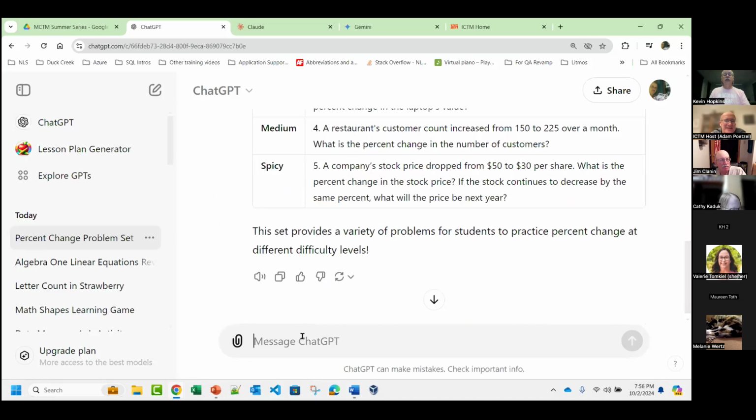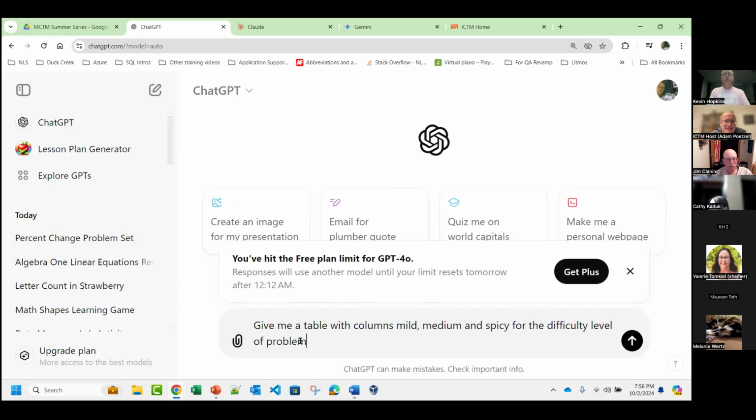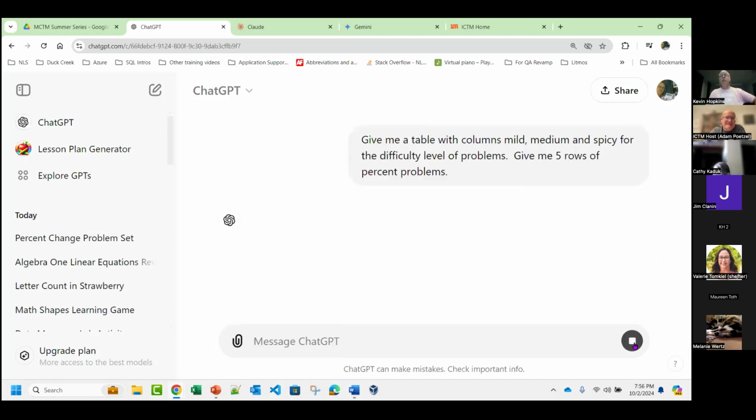So let me start over and see if I can ask it better. Give me a table with columns mild, medium, and spicy for the difficulty level of problems. Can you create 3 of each? 5 rows of percent problems. Oh, interesting. Okay. Let's see what that does.